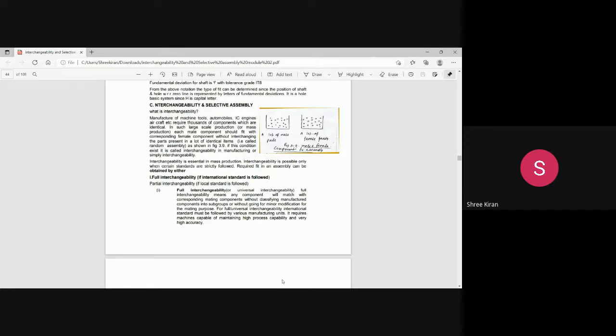So all the standards make it permissible for uniquely forming things. That's what happens in the case of interchangeability. So interchangeability is this. It is mainly the manufacturing of machine tools, automobiles, IC engines, aircraft, etc., which require thousands of components which are identical. It is always uniform, so that it is almost a replica of the other product.